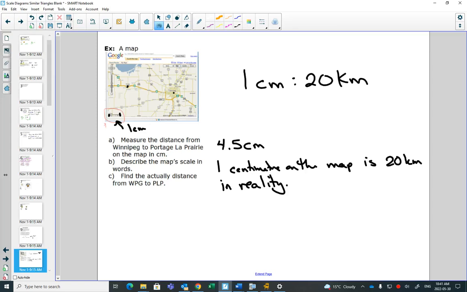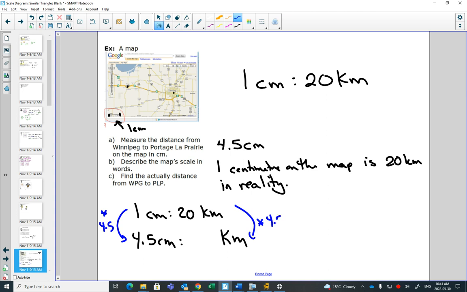so according to that scale, how far is it from Winnipeg to Portage la Prairie? Okay? So if 1 centimeter is 20 kilometers, we want to figure out what 4.5 centimeters would be in kilometers. And with a scale, what's happening on this side is you're multiplying by 4.5. So you would have to do the same thing on this side and multiply by 4.5, and you get 90 kilometers.